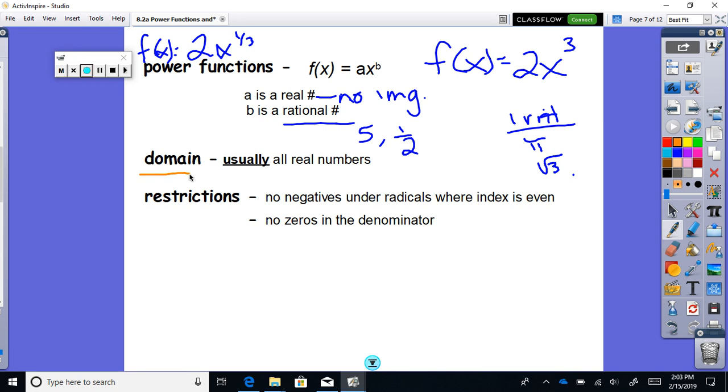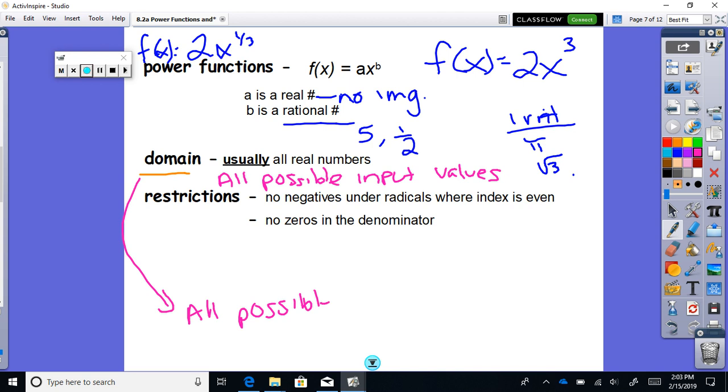All right, domain. Usually all real numbers, not always though. Remember that the domain is all possible input values or all possible x's. Okay, so what are the x's that you can plug in? What are all the possible x's that you can plug in? Those are your set of domains.